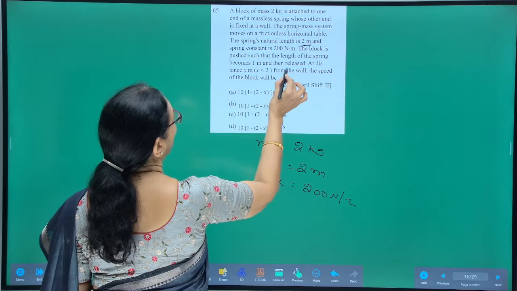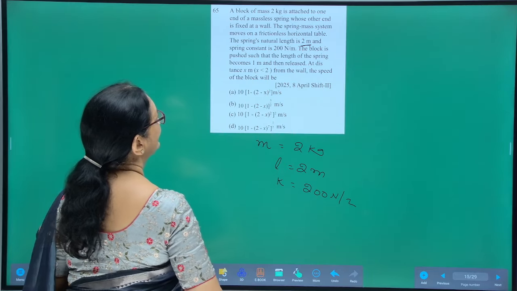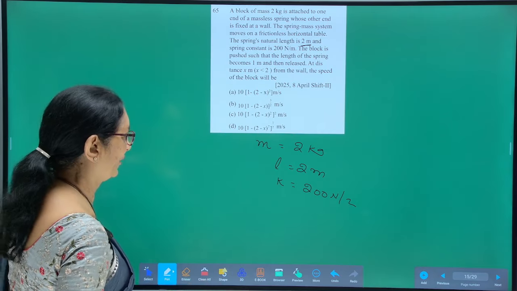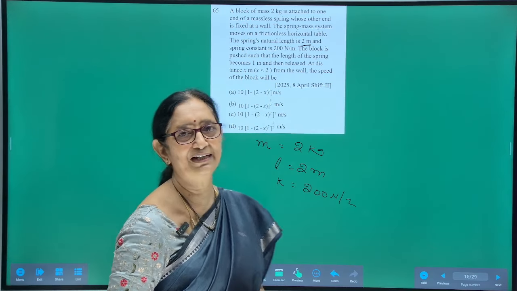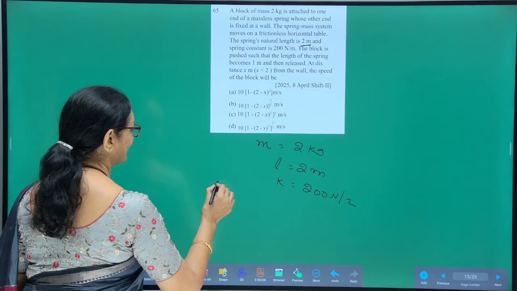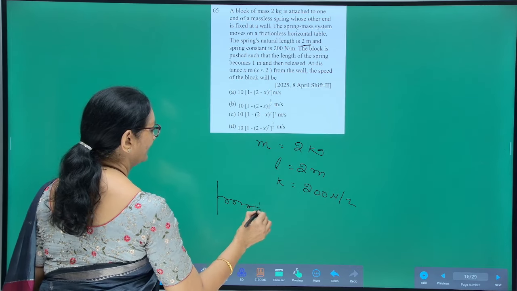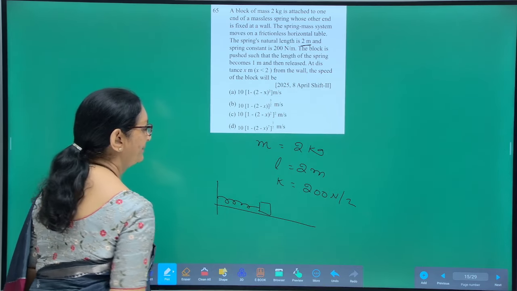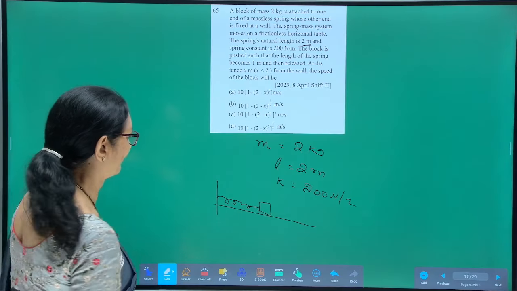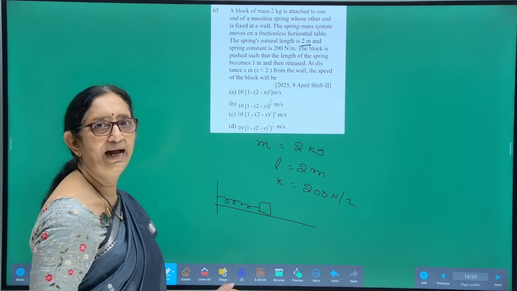Then released, find the speed of the block. Once again the question is, the system is like this actually. This is a spring, this is a block, the system is on a horizontal smooth surface. It is being compressed and released.